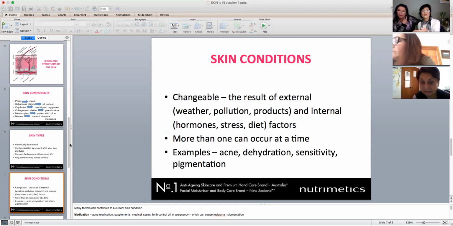So here in the module, skin reacts externally to the sun, wind, pollution, temperature, air conditioning, heating, inappropriate product use, and poor skincare habits. And then internally: stress, smoking, poor diet, medication, lack of sleep, hormones, and alcohol.